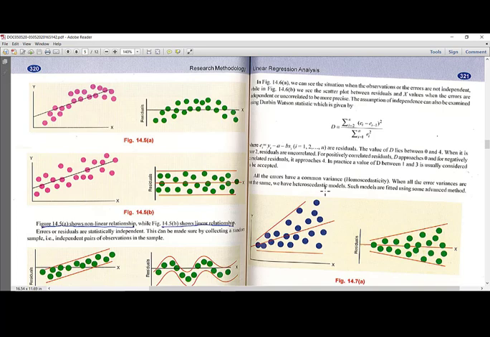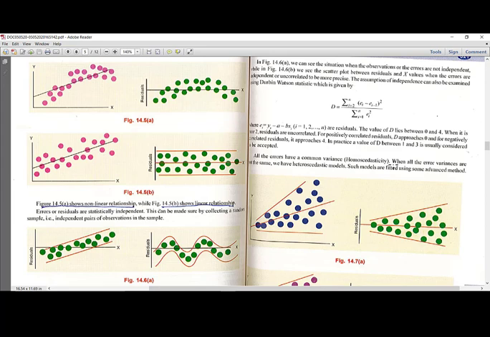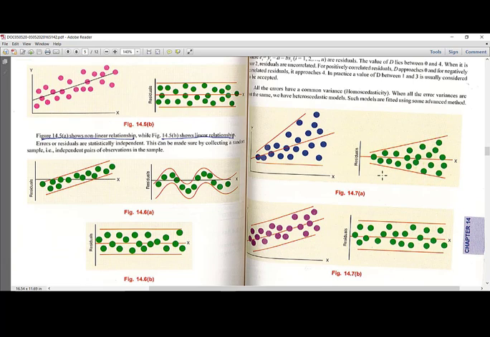All the errors have a common variance, and that is called homoscedasticity. When all the error variances are not the same, we have heteroscedastic models. Such models are fitted using some advanced method. Here you can see this figure 14.7a. This figure as well as this figure. These come under heteroscedastic models. Whereas this figure 14.7b, that errors have a common variance. So these can be said as belonging to homoscedasticity models.